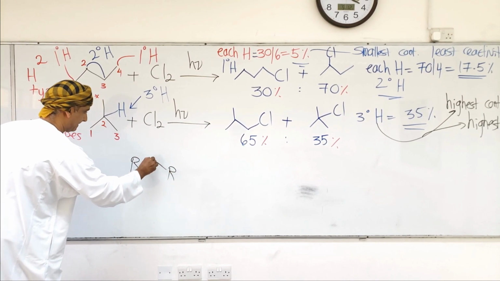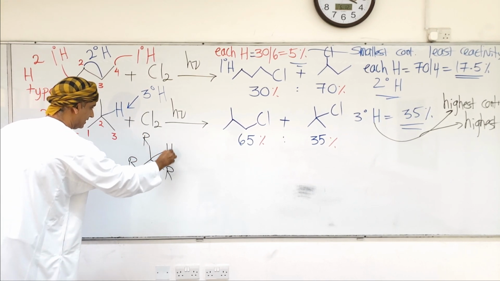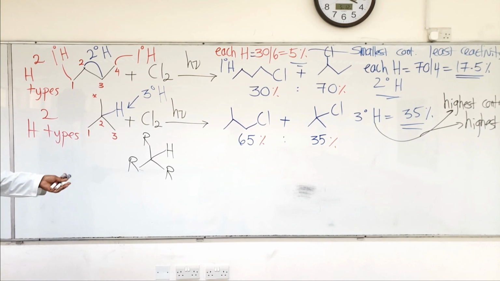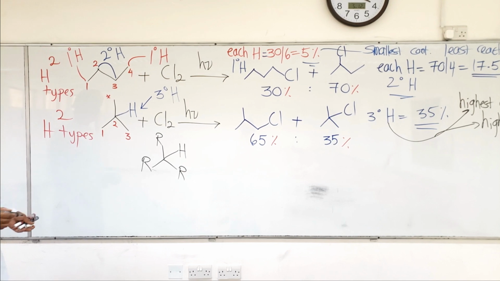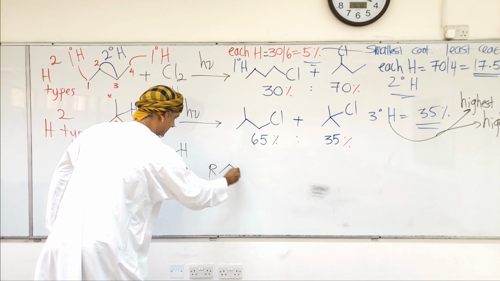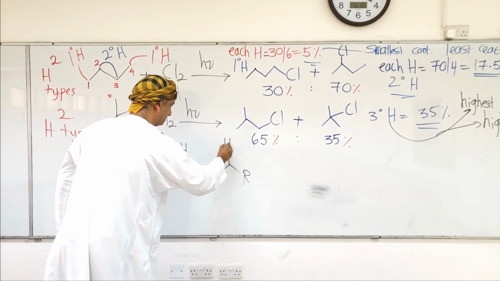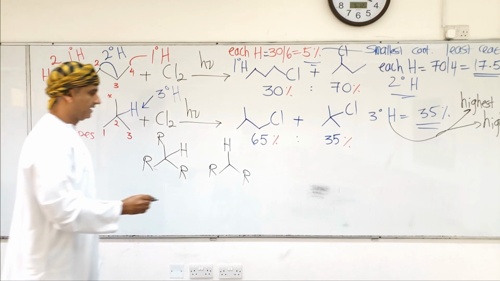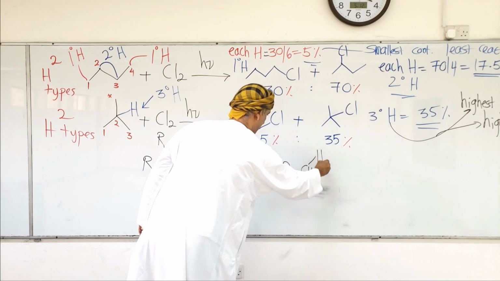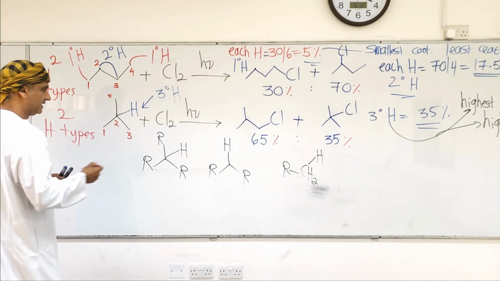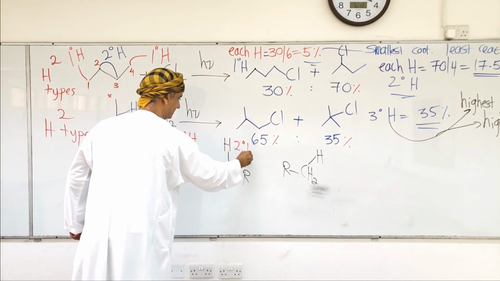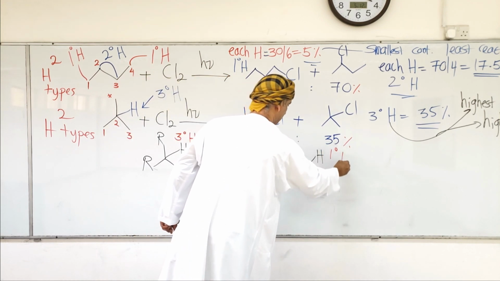Okay, now, in general, a tertiary hydrogen is weaker than a secondary hydrogen, which is in turn weaker than a primary hydrogen. So this is a tertiary hydrogen. This would be a secondary hydrogen, and this would be a primary hydrogen. We can label them. This is a tertiary hydrogen, secondary hydrogen in this case, and a primary hydrogen in this case.